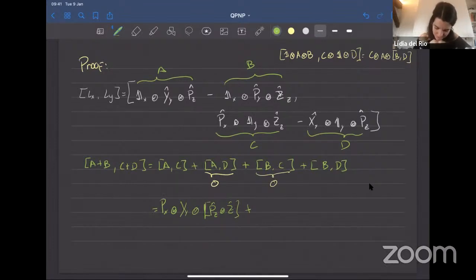We have X on the first subsystem, tensor PY on the second subsystem. Give me just a second. Okay, and then we're left with the commutator of what? So we have Z and PZ. Okay, good.